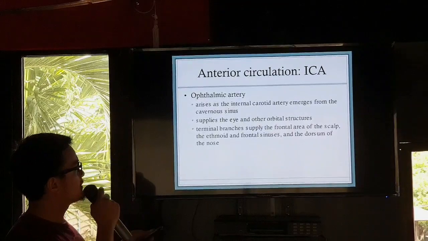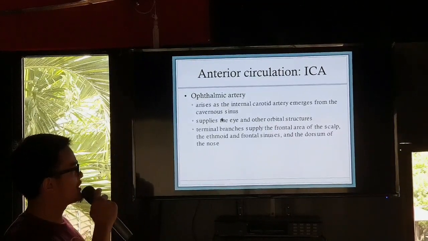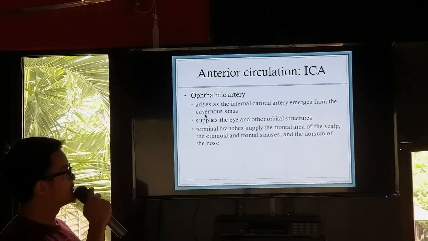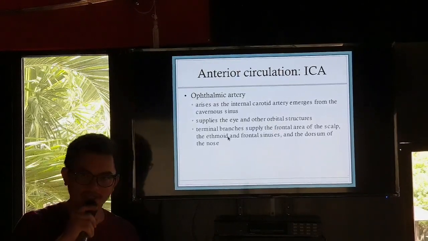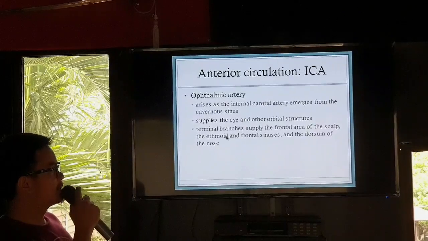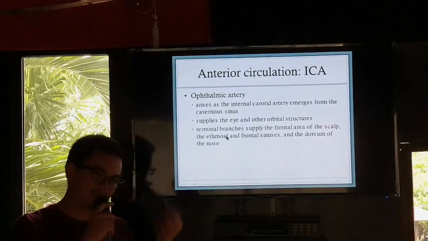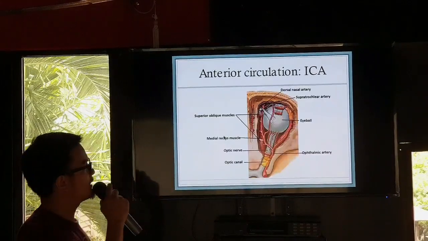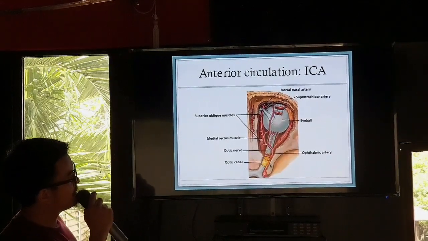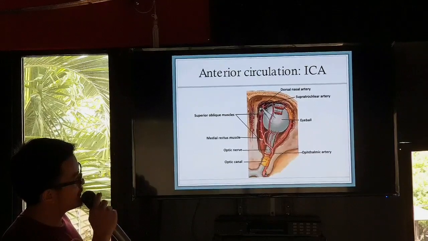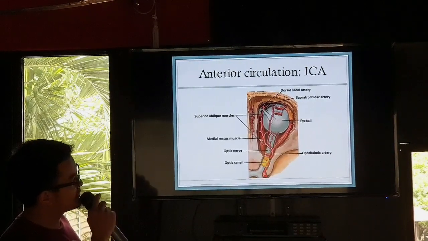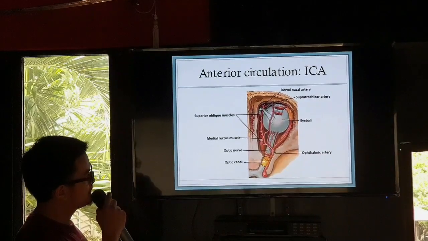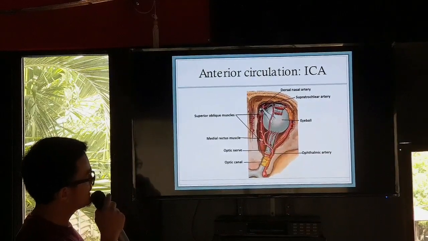Okay, so it supplies the eye and other orbital structures, obviously from the name ophthalmic artery, and its terminal branches give supply to the frontal area of the scalp, the ethmoid and frontal sinuses, and the dorsum of the nose. Okay, so this is an illustration of the ophthalmic artery as it is branching off from the internal carotid. It enters the optic canal, lateral to the optic nerve. So this is the ophthalmic artery.